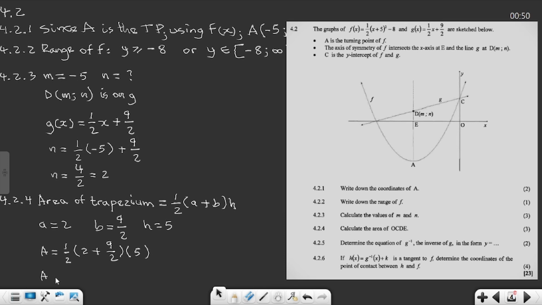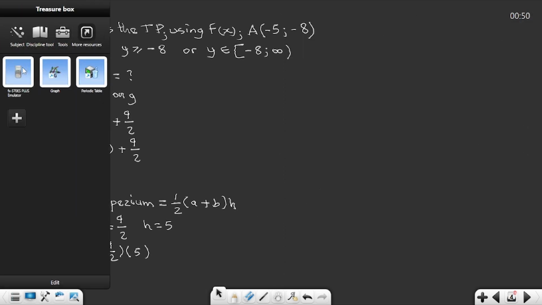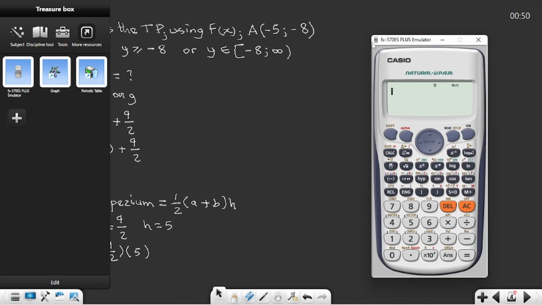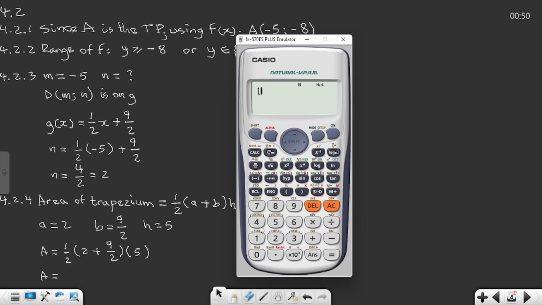and A, the area is equal to what? Now you need your calculator. Let me remove this for now. Okay, let me get the calculator to solve this. Let's get what the area is. You have 1 over 2 times, in bracket, you have 2 plus 9 over 2. I hope you can follow that. Times 5 outside of the bracket. So this is the answer, 65 over 4.